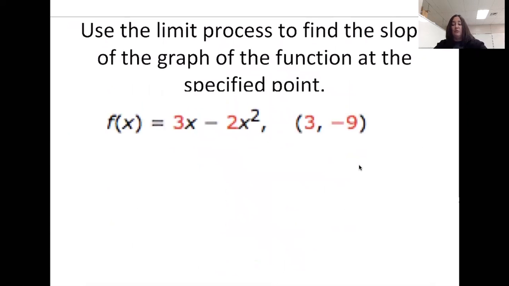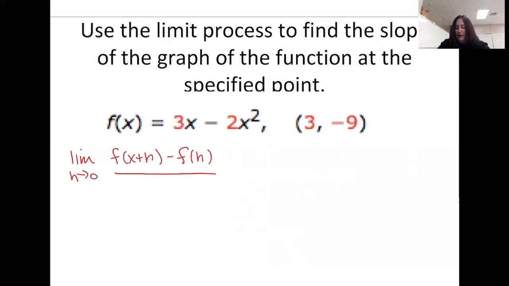So now we have to actually use that definition that I gave you earlier to find the slope of the graph of the function at that point. So we're going to write out our definition: the limit as h goes to 0 of f of x plus h minus f of x all over h. The first thing that you really want to find, and I'm going to put it over here, is f of x plus h. So we're going to do a little algebra and figure this out. Wherever I see an x, I'm going to replace it with x plus h. So I would have something that looks like that.